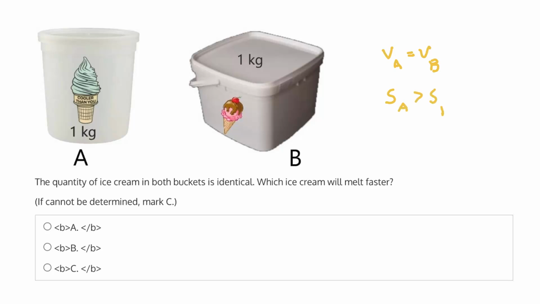So for example, if the surface area of A happens to be larger than that of B, well then the ice cream in bucket A will melt more quickly. So we need to calculate the surface areas of both buckets.